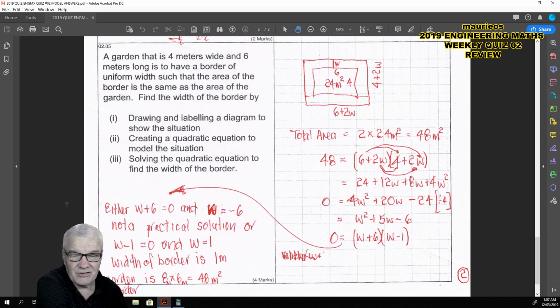And, well, that brings us to the end of quiz 2 and our review of it. So hopefully that's helped with your understanding of quiz 2 and how you might be able to resolve the issues there.